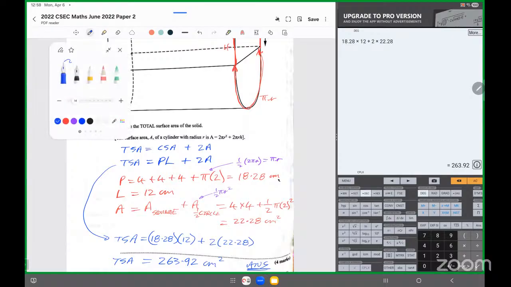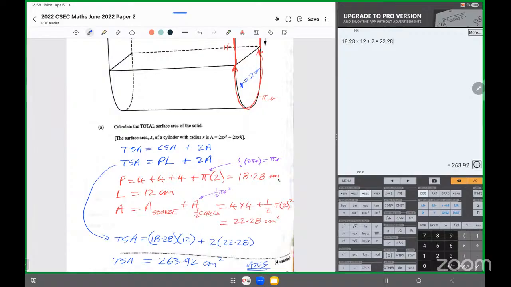Radius is 2. Let's write it here. So R equals 2 centimeters. Diameter is 4, so the radius is 2.